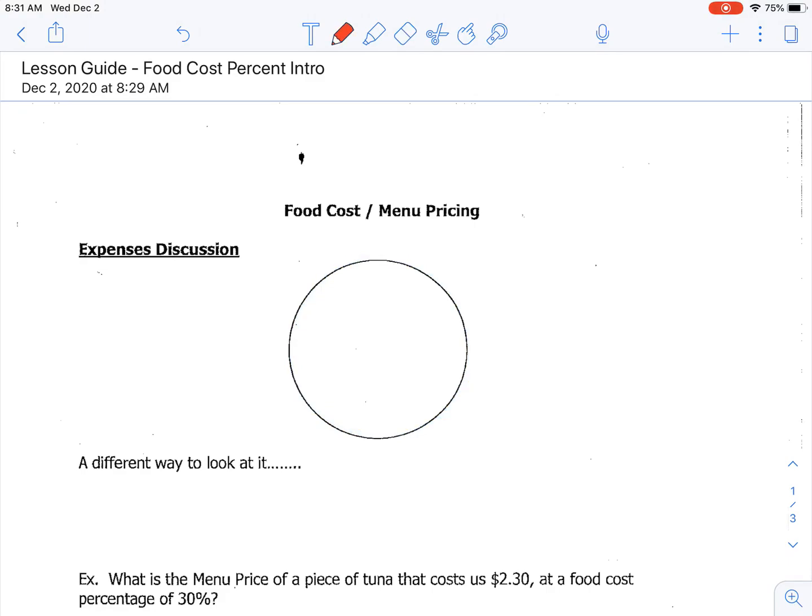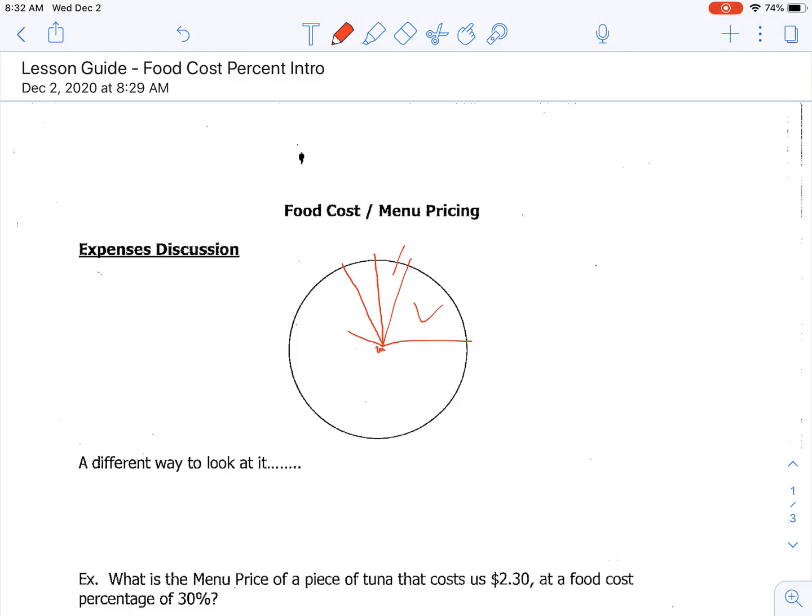Out of that money, we've got to pay for things like labor. Labor is the money that you would pay your employees to work. It's a pretty big chunk. We would have to buy things like paper supplies, paper plates, paper cups, napkins, straws, those types of things. We would also have to buy replacement cups and plates and dinnerware and silverware.